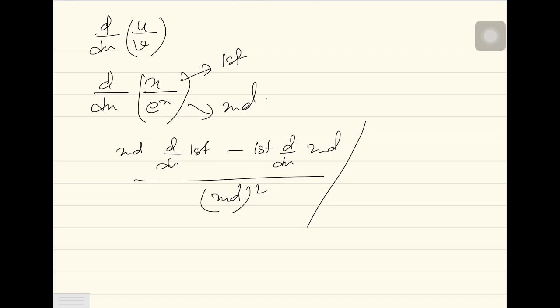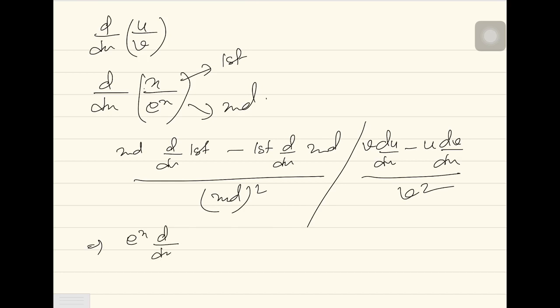Check this out, the formula. If you want it in terms of u and v, I'll write it here: v du/dx minus u dv/dx, divided by v square. You have to mug up these formulas, remember. Then let's put it in place. e^x d/dx of, what is the first? x, minus x d/dx of e^x, and then I have e to the power x whole square.